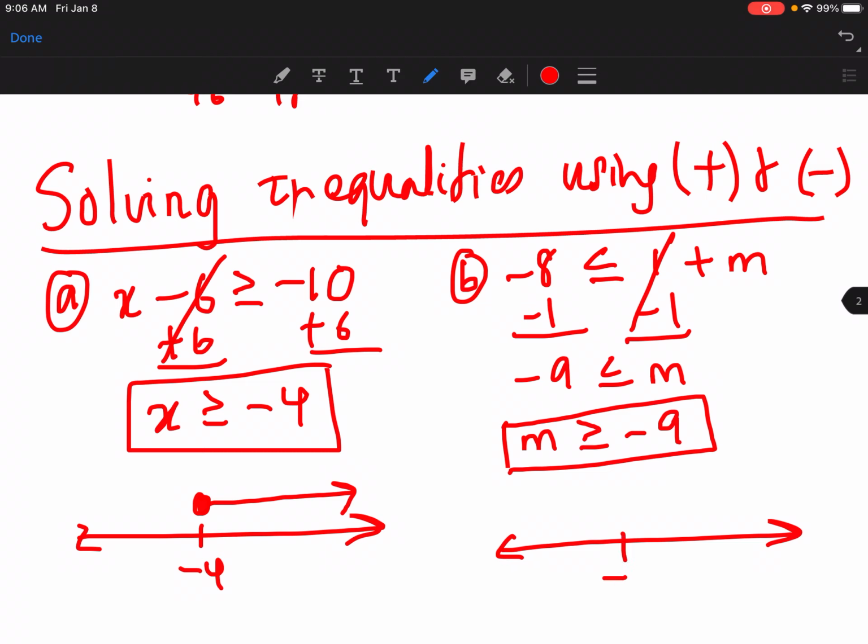Come here, draw my number line at negative 9. It's also going to be a closed circle, and it is pointing to the right side also.